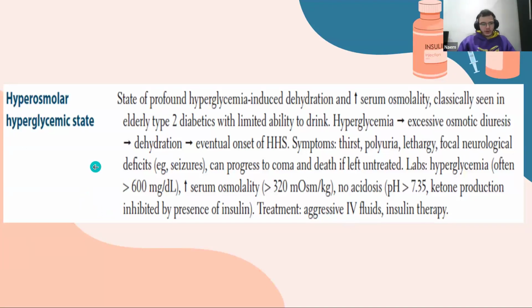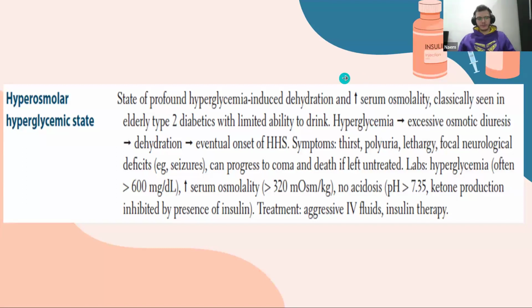Okay, now hyperosmolar hyperglycemic state. Now remember, ketoacidosis happens in type 1. This hyperosmolar hyperglycemic state happens in type 2. Now, I don't know if it's important because the doctor just read it, but I'm going to explain it as well as I can. But me personally, I don't think it's that high yield. So just know it. Maybe you get asked about it, but don't go into details.